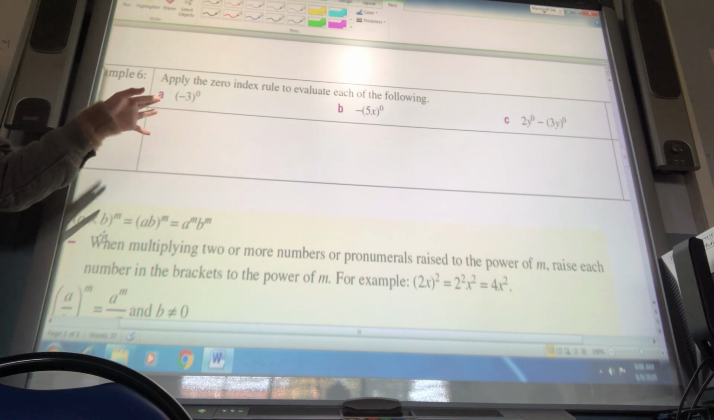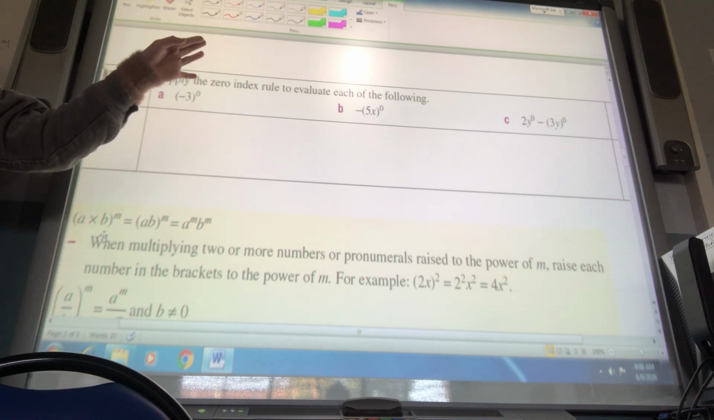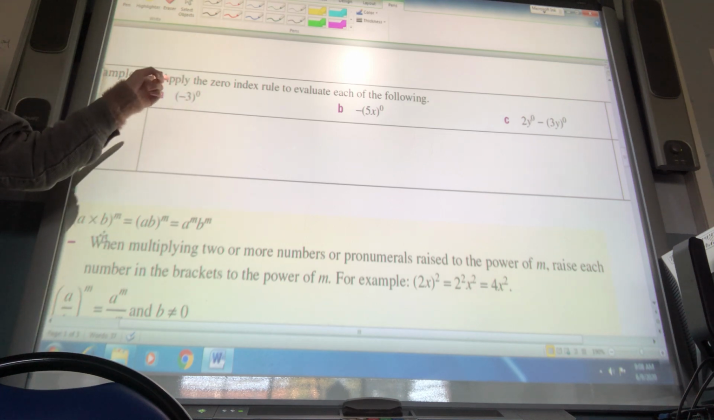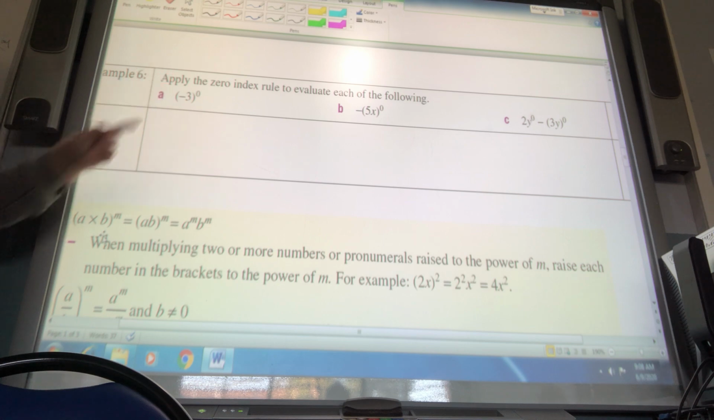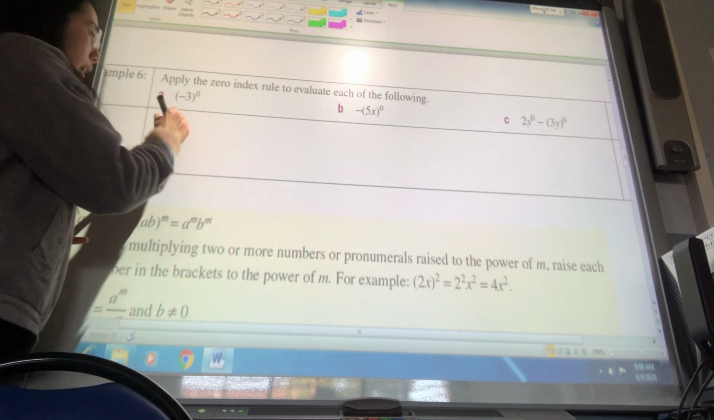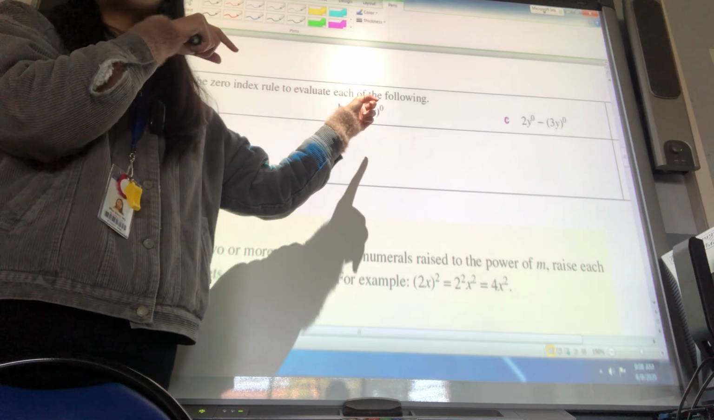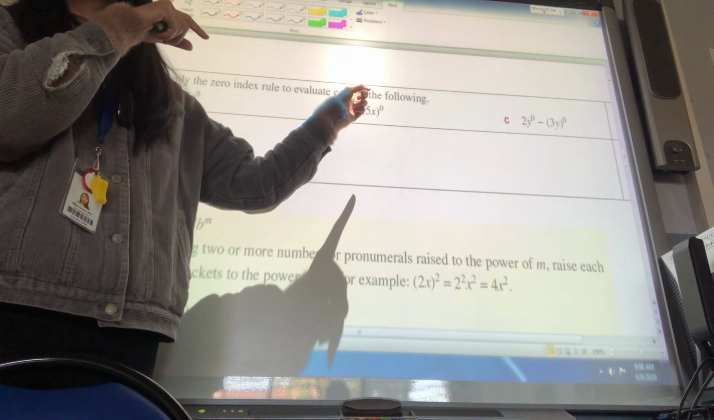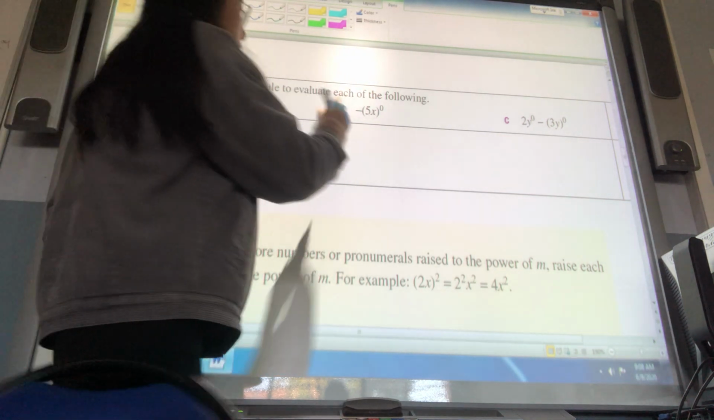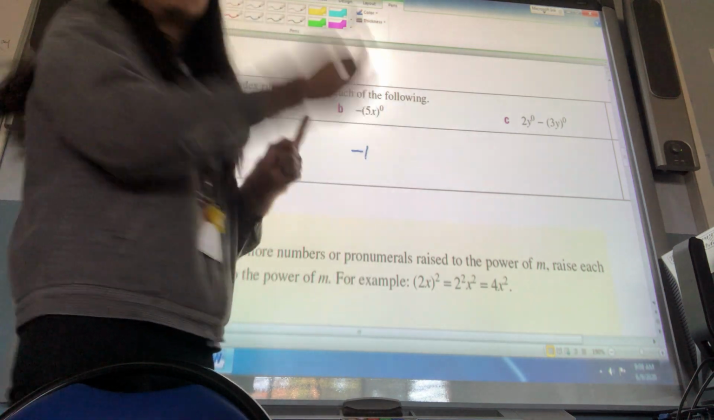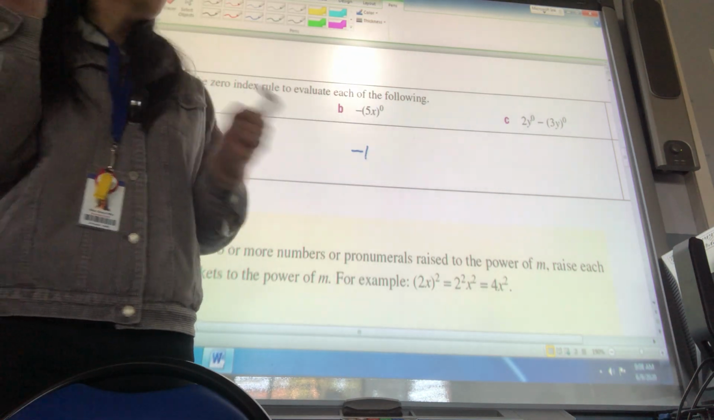This is where you have these things to the power of 0. So for the first one, minus 3 to the power of 0, it's just 1. Every time you just need to check, do the brackets apply to every single thing? If it's not, you just take whatever is in the bracket, and everything else by themselves. And it's minus 5x to the power of 0. What's the answer? Minus 1, right? The reason why it's minus 1 is because the minus sign is outside the brackets.